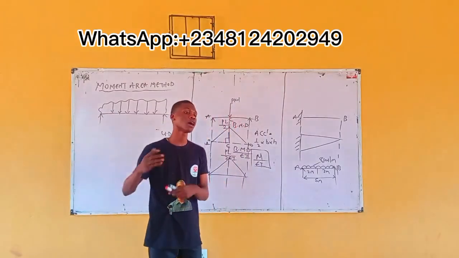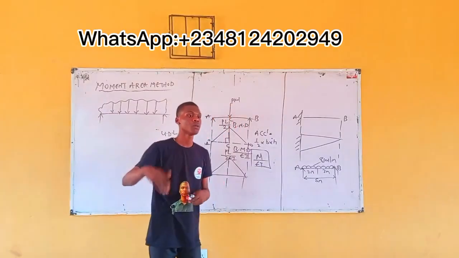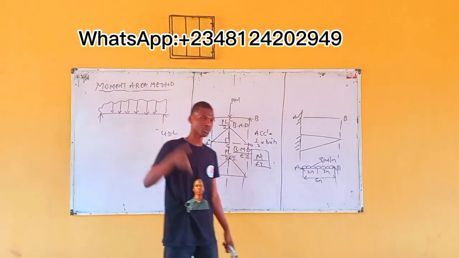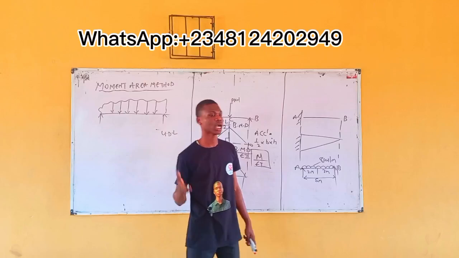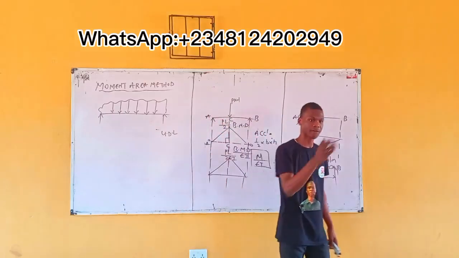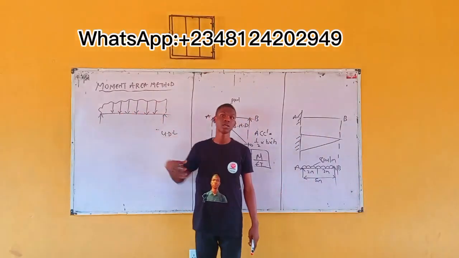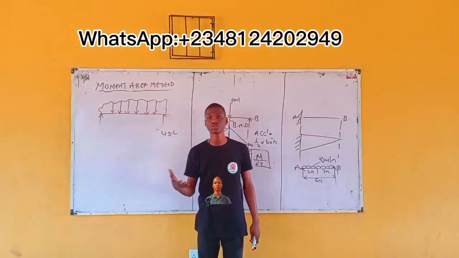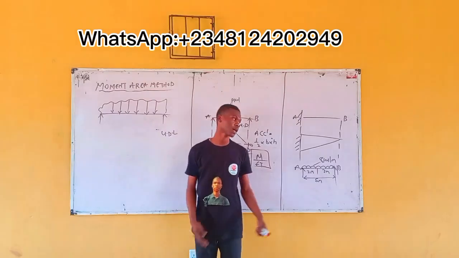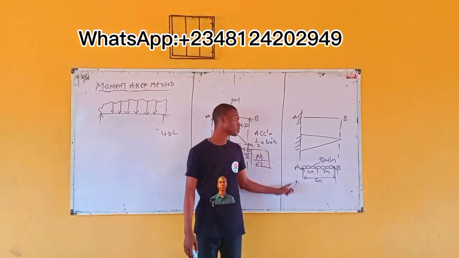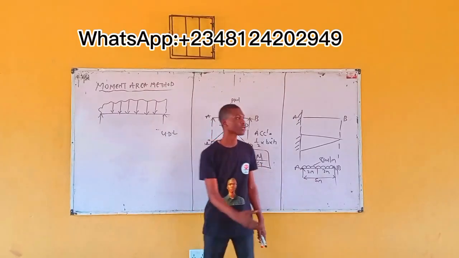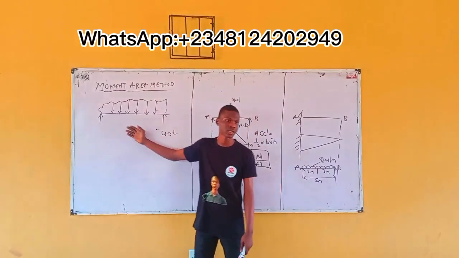Just like the name implies, UVL, meaning the intensity at 2 meter is different from the intensity at 3 meter, 4 meter, 5 meter. Are you getting me? So I'm just using this to explain. Intensity, force, yeah, magnitude. You mean magnitude. Intensity, magnitude, acting on the beam, exactly.